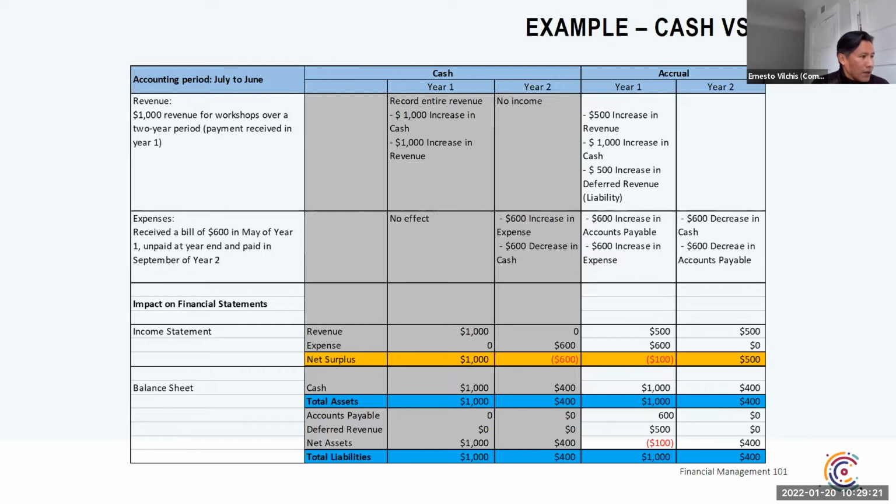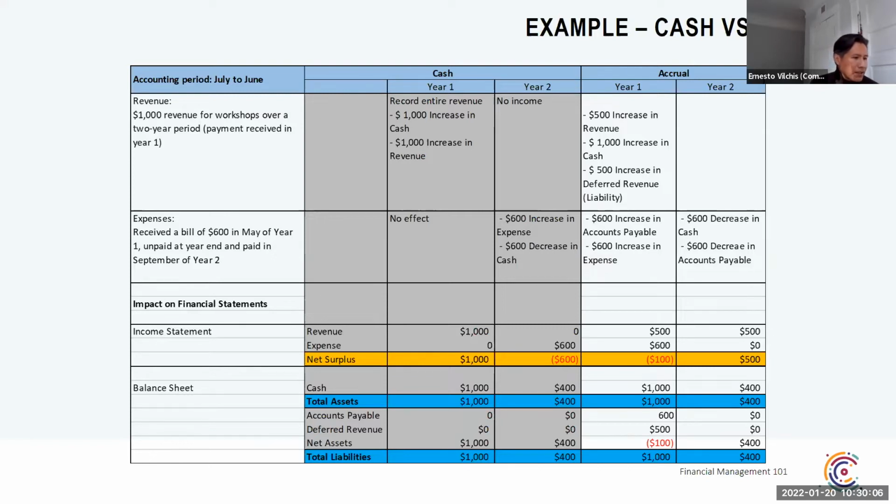Let me quickly cover the impact on the income statement, which I think is also really interesting. Looking at the income statement down below, under cash accounting in year 1 you have a positive net surplus of 1,000. In year 2, you have a negative net income of 600. Whereas with the accrual system, your net income is a little more stable. With cash, you have more fluctuations.